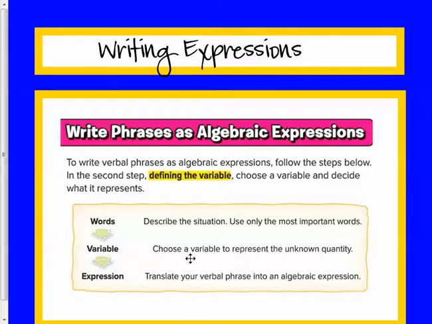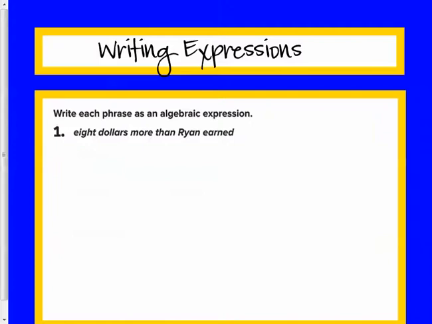A variable is going to be our unknown quantity. So we use an x or an n or something to show that. So once we come up with the operation with the variable, then we translate it into an algebraic expression. An expression does not have an equal sign. Okay, so in this one, we're writing each phrase into an algebraic expression.